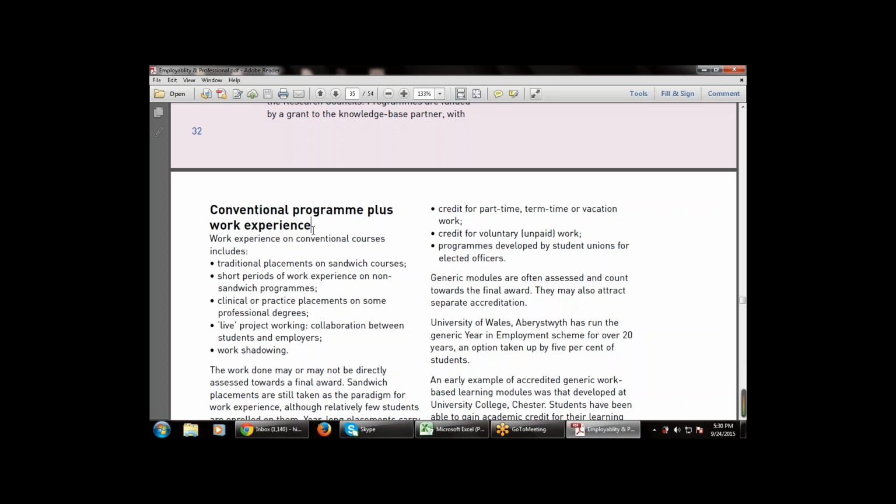Then the clinical or practice placement on some professional degrees, and short periods of work experience on the non-sandwich programs. Then live project working, that is the collaboration between the student and the employers. Then work shadowing. So these are the various methods of using the conventional program plus the work experience, the combination of the conventional program as well as the work experience.